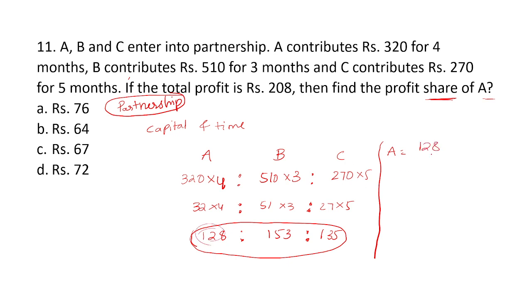128 parts out of total how much? It is 128 plus 153 plus 135. So if you add those three numbers, it is 416. A is getting 128 parts out of 416 from what? 208 rupees, which is given over there. So you need to do these calculations, and clearly I can see 208 times once and 416 is two times of it. So 128 by 2, 64 rupees. So A will be getting 64 rupees.